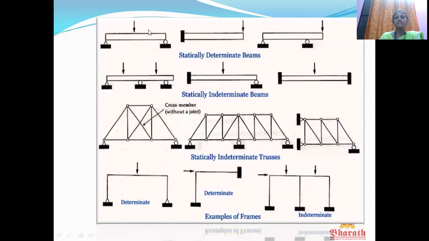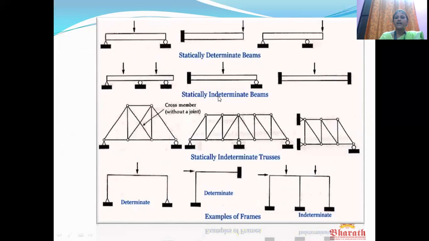If you take the first diagram, here the number of reactions is 3. So the total number of reactions minus 3 is equal to 0. In this first picture, we get 3 minus 3 equal to 0, so that type of structure we call a statically determinate structure.